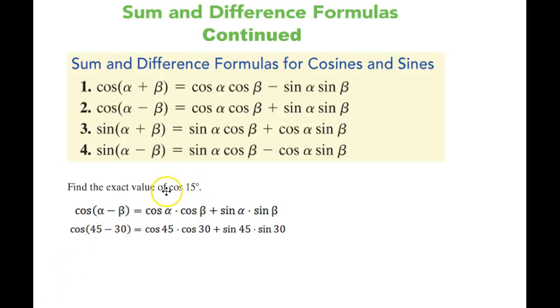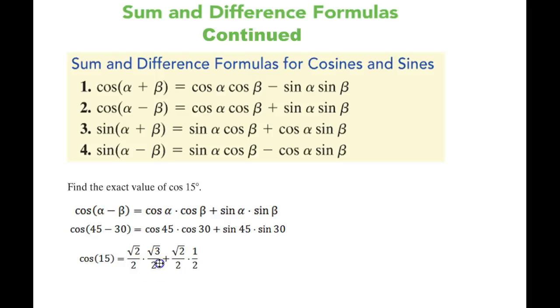Alright, so I plug into this difference formula, 45 for alpha, 30 for beta, and again I could have used 60 and 45, wouldn't have made a difference here, but alpha is 45, beta is 30 in all places. So I'll get the cosine of 45, the cosine of 30, the sine of 45, and the sine of 30, because I'm just plugging into the difference formula for cosine.